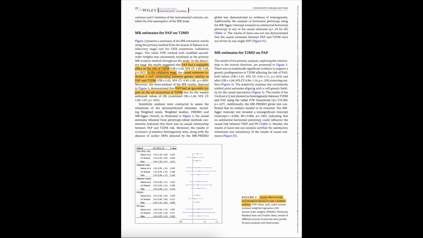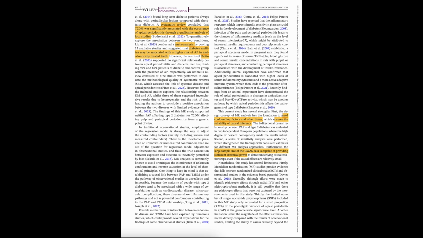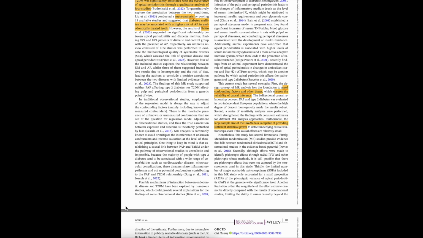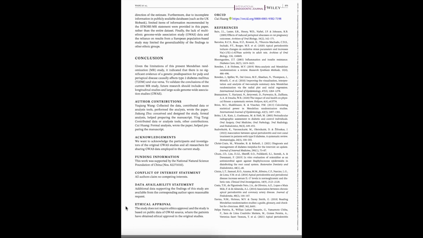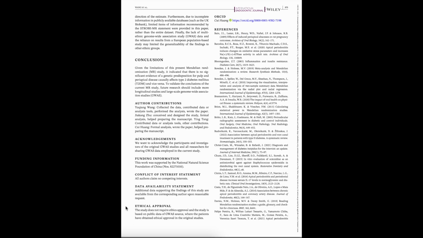Finally, these findings are based solely on genetic associations and were not validated with clinical or biological data, which is important for confirming real-world scenarios. Lastly, although the results were not statistically significant, this study demonstrates the value of Mendelian randomization as a powerful tool to determine whether one disease truly causes another by using genetic data, rather than relying on observational studies, which are often influenced by confounding factors.